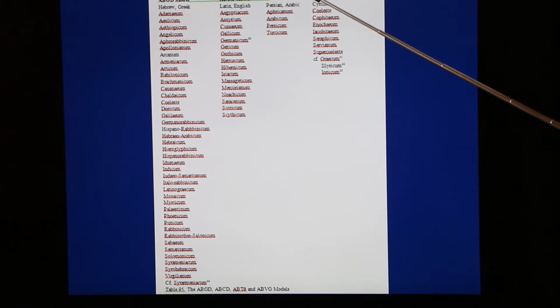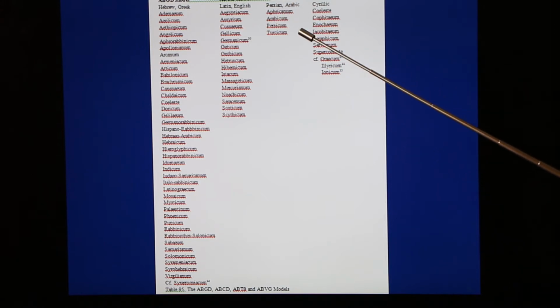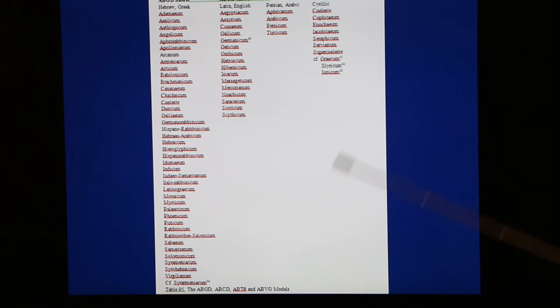The ABTH is Persian, Arabic, African, or Arabic, Persian, and Turkic. And then ABVGD is Cyrillic, Celestial, Kophiteum, Enoch, Jacobite, Seraphic, Servian, and Supercelestial. So again, I was showing you that you can start with Sanskrit and then look through the alphabets and realize that there are these recurring elements.